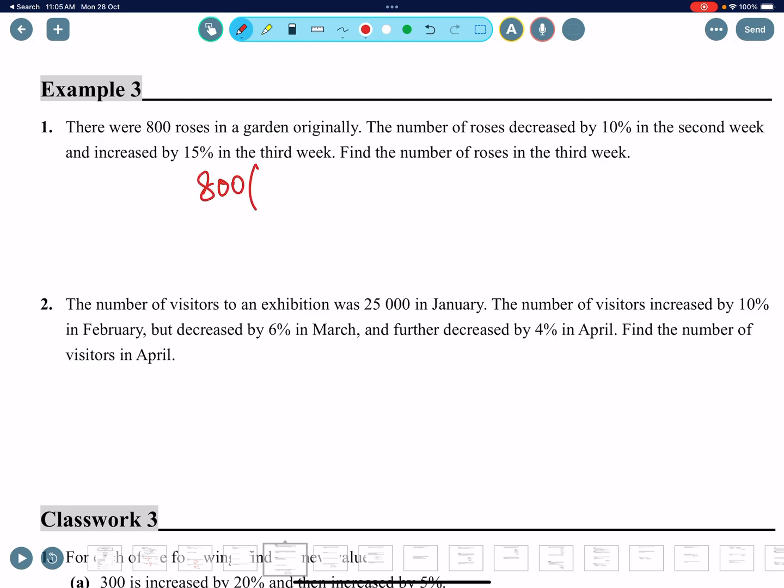800 is the old value. If it decreases, 1 minus 10%. And then if it increases, it's 1 plus 15% afterwards. So you multiply all of them together. 800 times 1 minus 10% times 1 plus 15%. 828. So finally, the value is 828.